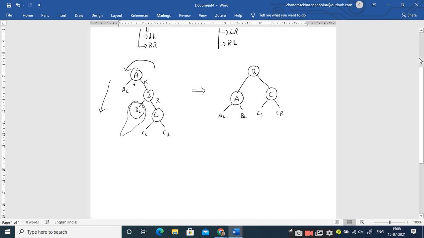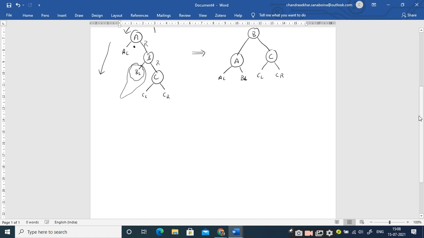We can place it. Why? Because all the elements of BL are greater than A, therefore all the elements of BL can be placed as the right child of A. So BL comes as the right child of A. Is it clear up to this point?